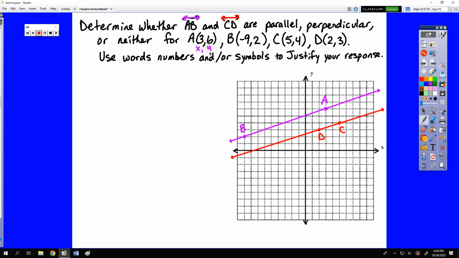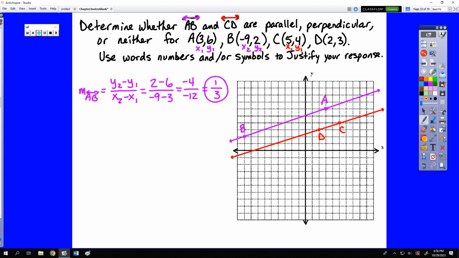A would be x1, y1, B would be x2, y2, for me to find the slope of AB. So I'm going to do y2 minus y1 over x2 minus x1, like we practiced in the first video. So 2 minus 6 over negative 9 minus 3 would be negative 4 over negative 12, which would reduce to 1/3. We would then repeat those steps for C and D.